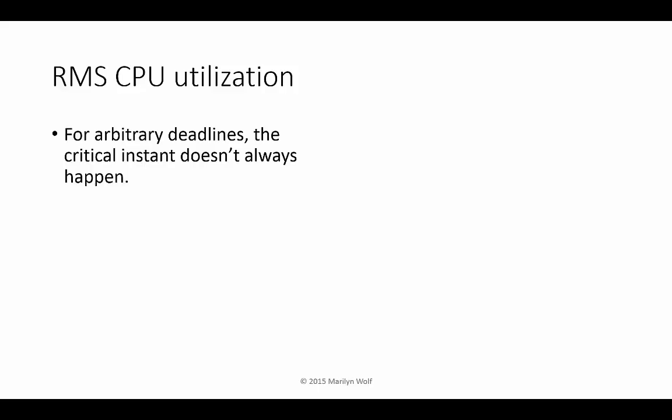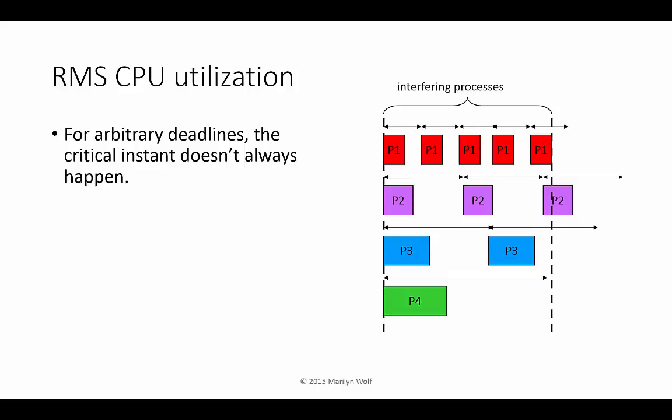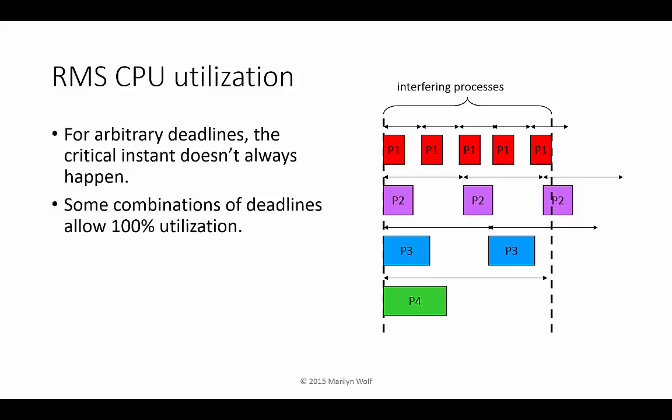For arbitrary deadlines, the critical instant doesn't always happen. Remember that the critical instant happens when all the processes line up and are just ready to run. That happens occasionally, but not all the time. So the schedule has to be designed to account for this worst case. But when this worst case doesn't happen, the CPU has idle time that's only used during the critical instant. Now, of course, some combinations of deadlines can allow for 100% utilization, but RMS in general doesn't guarantee 100% utilization of the CPU.